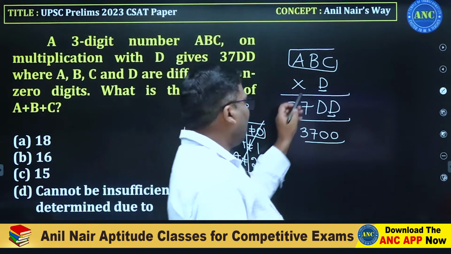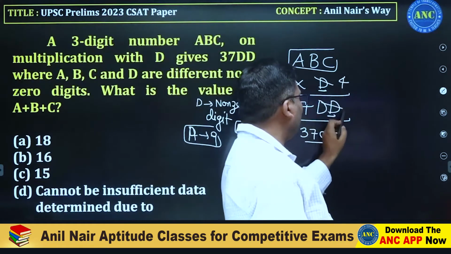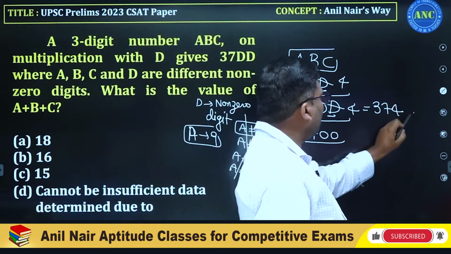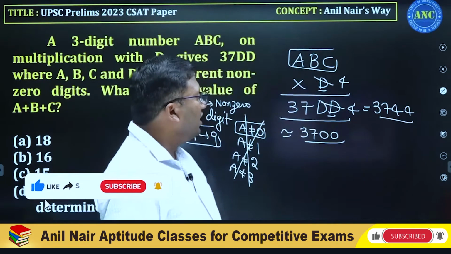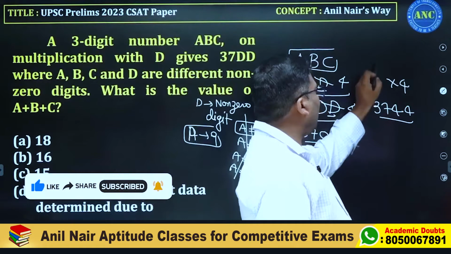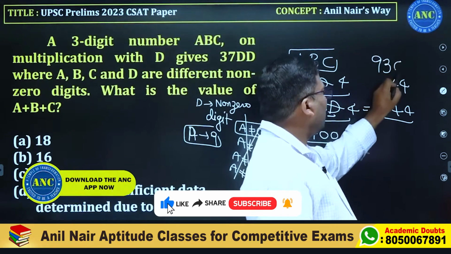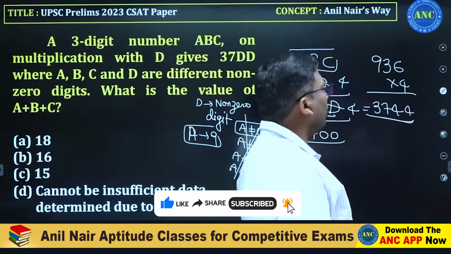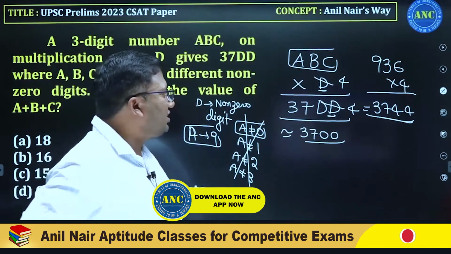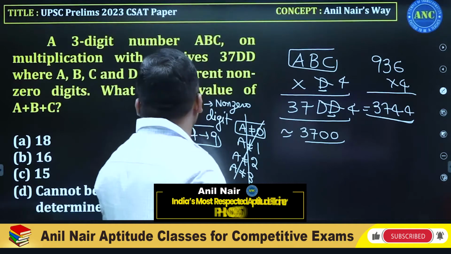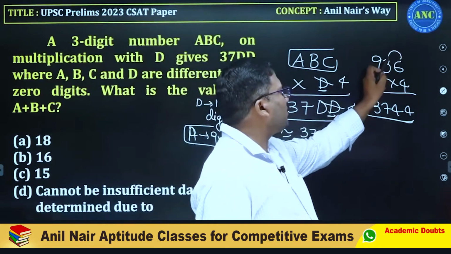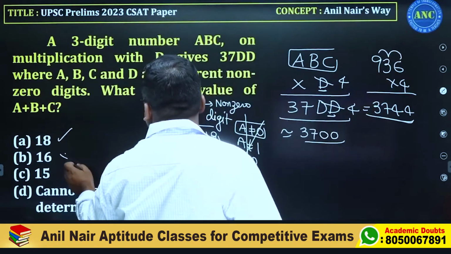Let us do backtracking. If D is 4, then this number is 3744. Something into 4 is 3744. That means 4 9s are 36, 4 3s are 12, 4 6s are 24. It is 936 into 4. What is the question asking? A plus B plus C, which is 9 plus 3 plus 6 is 18.